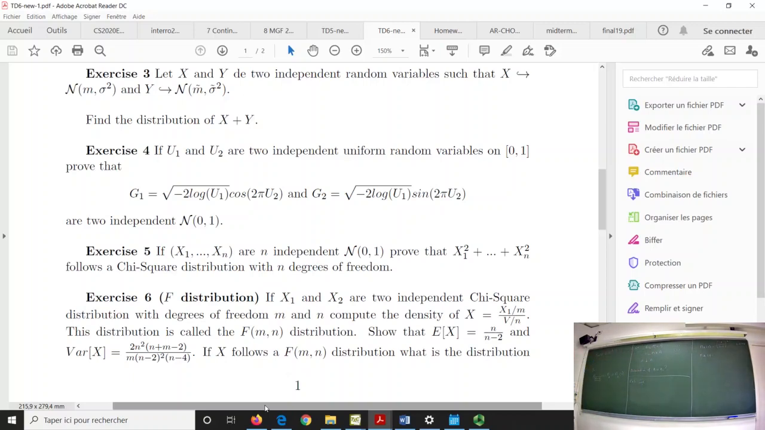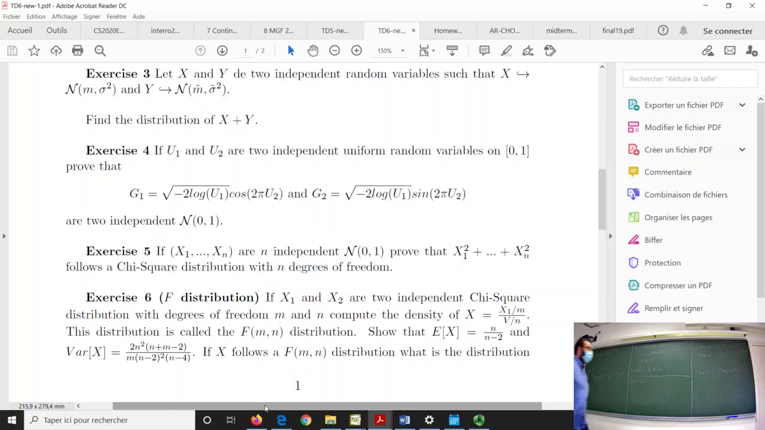I have the same for the other random variable because they have the same distribution. Just the parameters are changing. It's lambda over lambda minus t to the power b, with lambda minus t also greater than 0. And now I just multiply, and I will recognize something I know. So by independence, I have this one.